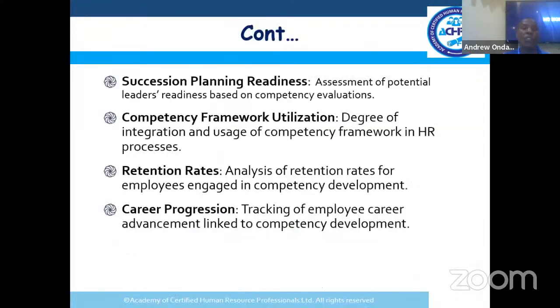Moving on, we talked of succession planning, and we are looking at the readiness of the potential employees to succeed others. And that is why we need to do a competency evaluation. How competent are the current employees to take over from those people who leave the organization? The other aspect is competency framework utilization.